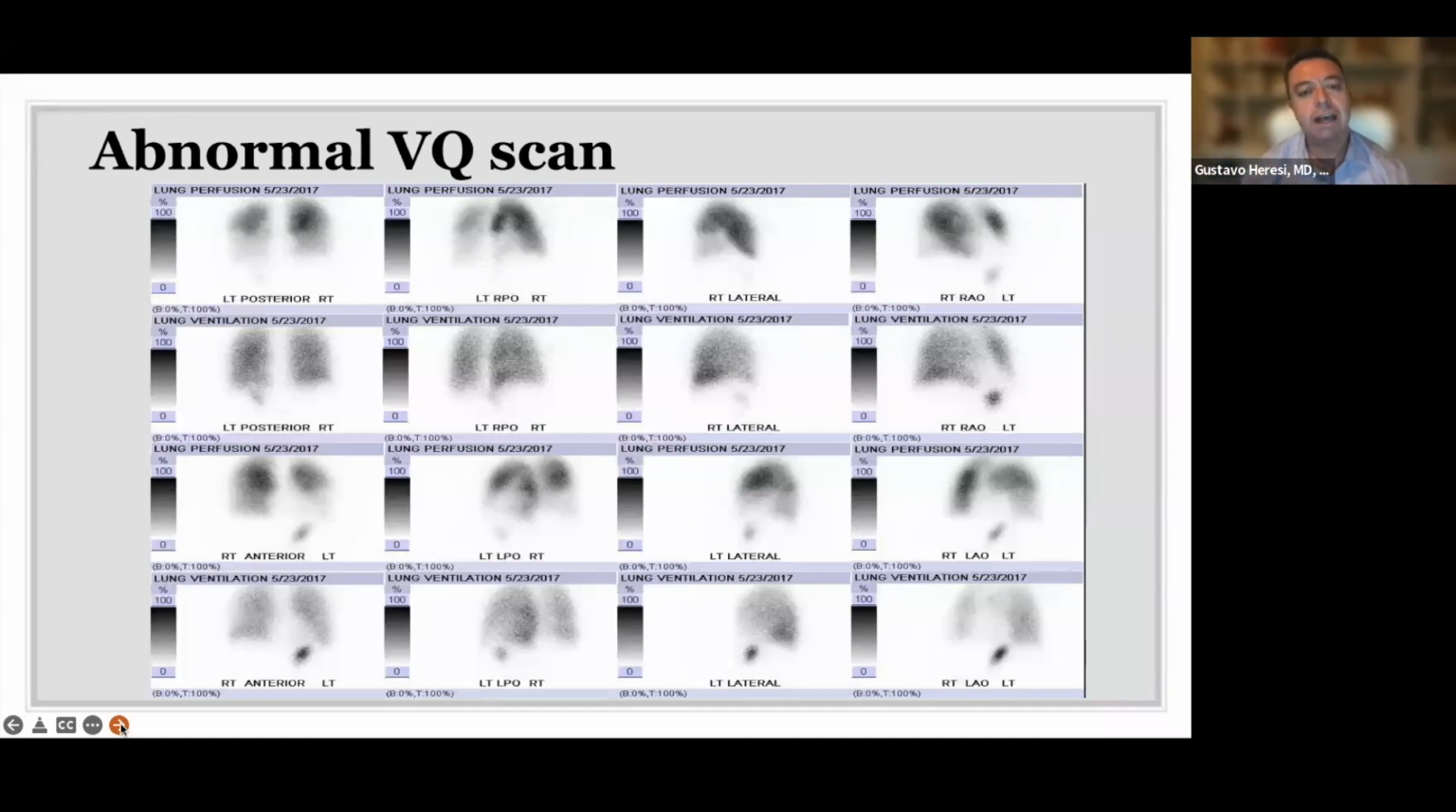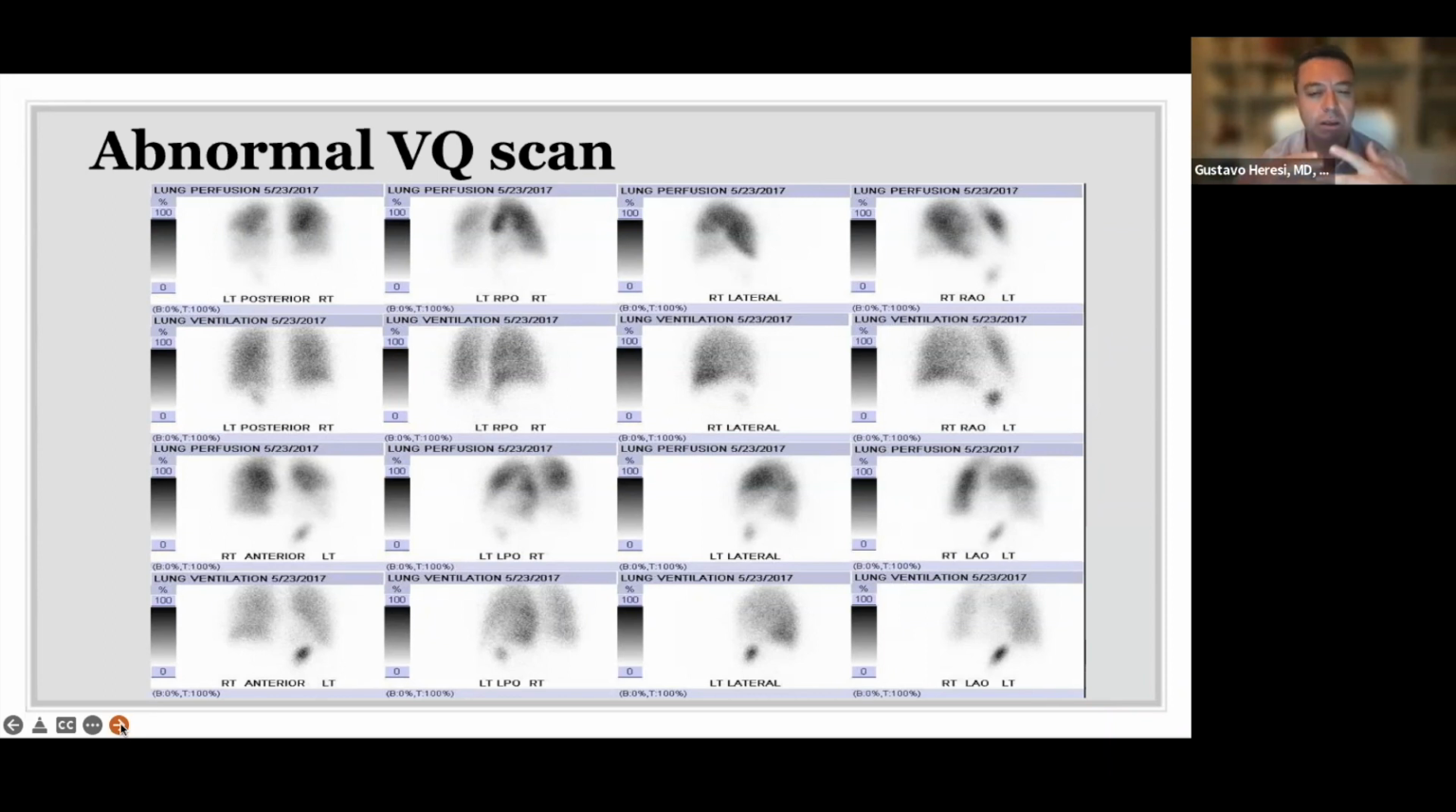That would be a sign that potentially you're dealing with a clot obstructing blood flow. The ventilation part is very useful as well. If we see normal air getting into the lung, that is more consistent with clots as the reason for the abnormalities.